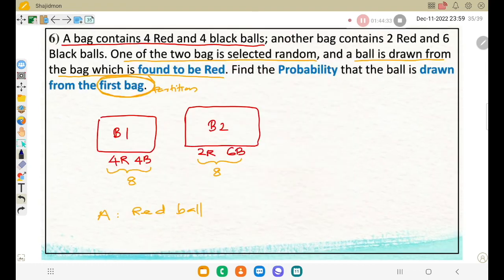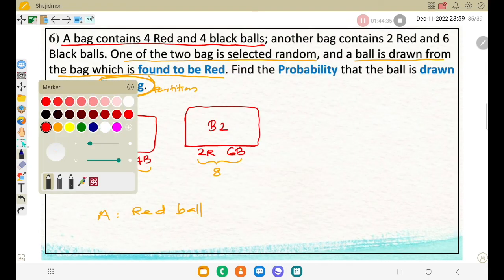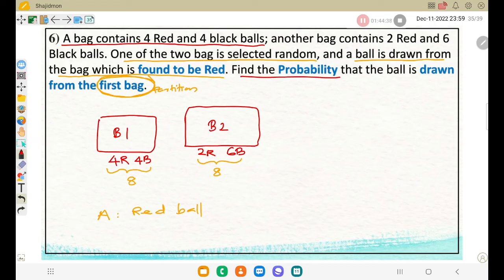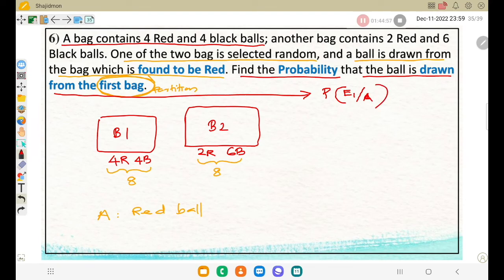Now what is the question? You can see what we need to do. Find the probability that the ball was drawn from the first bag, given that the ball is a red ball. First bag means E1, red ball means A. So we need the probability of E1 given A. We need to use the Bayes rule, Bayes theorem: E1 given A, partition on the top given A. Bayes rule is reverse probability, correct? So we will write the rule.